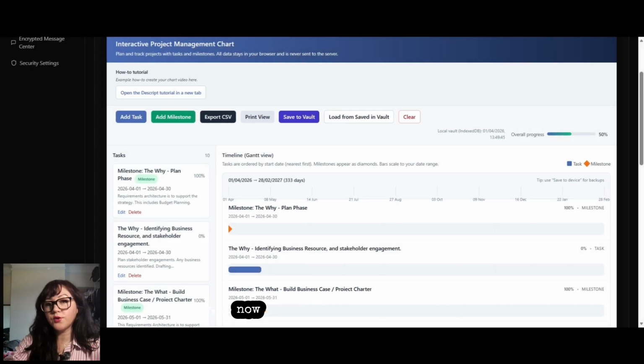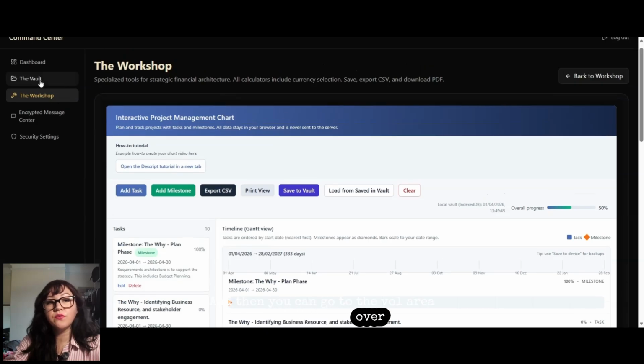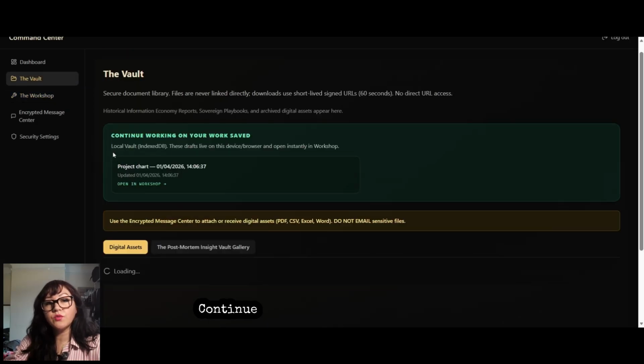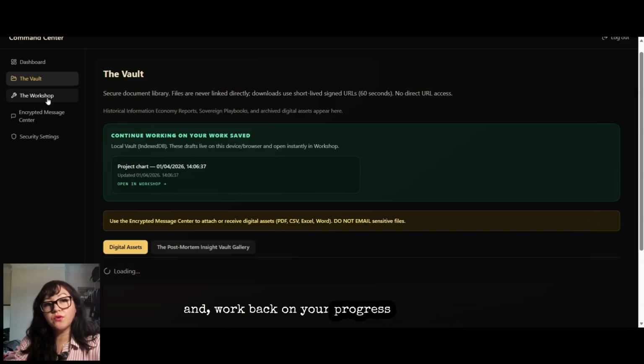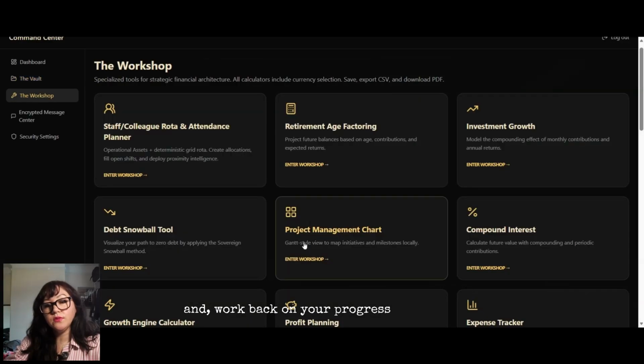Okay, so now don't forget to save your work. You can click on Save to Vault over here. And then you can go to the Vault area and see the work over here. Continue working on your work save, as you can see here, the project chart. And then you can come back to the workshop and work back on your progress over here.